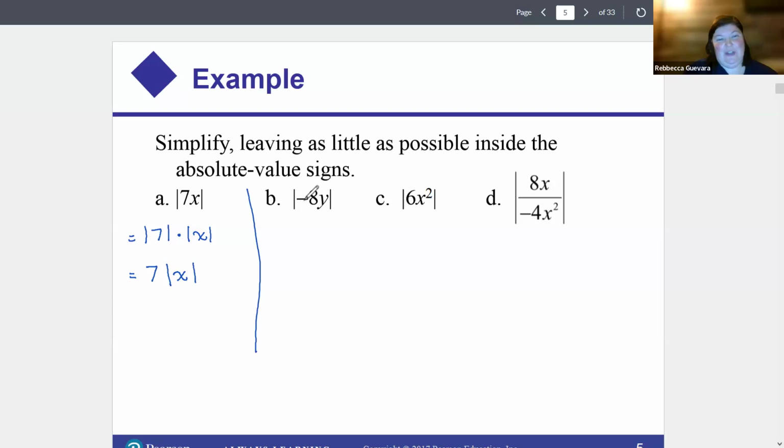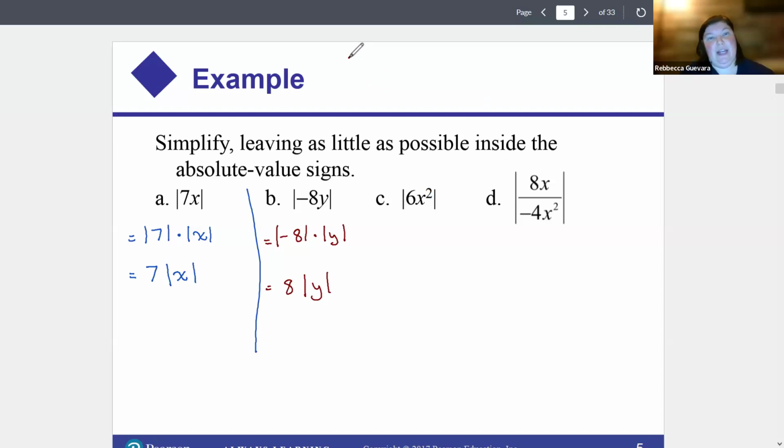If I have the absolute value of -8y, well, it's the absolute value of -8 times the absolute value of y. We know the absolute value of -8 is just 8, so that just becomes 8 times the absolute value of y. All right, so squares are a little different.